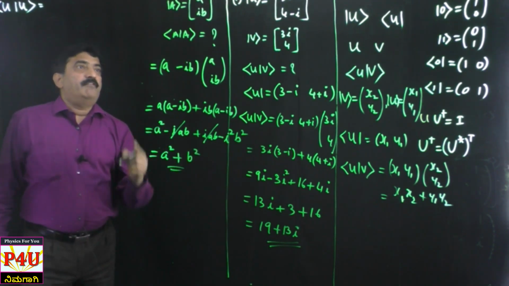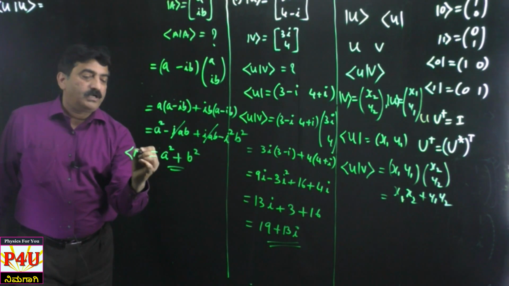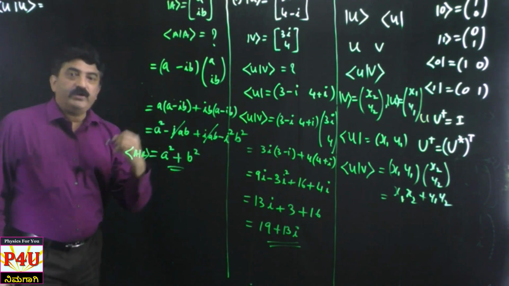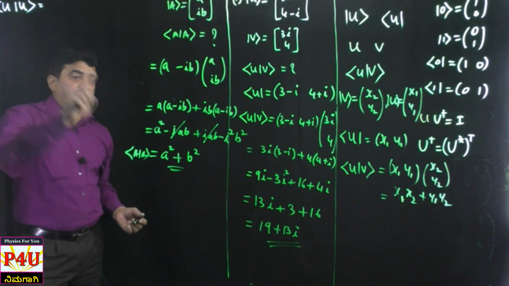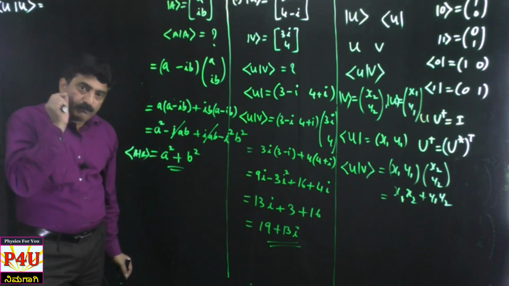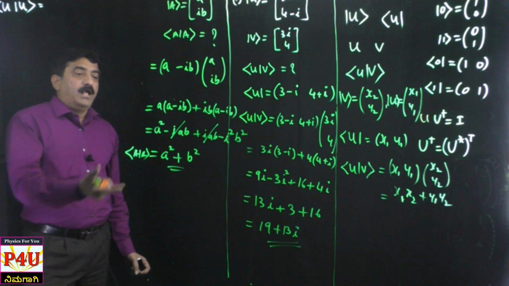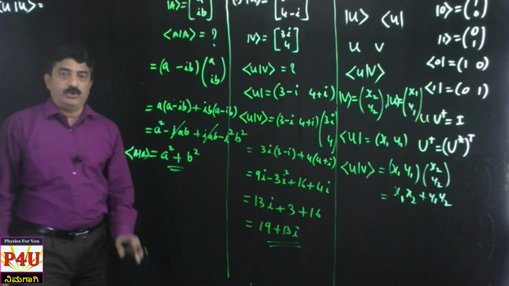Look at this. When I take the inner product of the same vector, I am going to get the magnitude. So no complex number here. This is what I mentioned. So the same vector inner product always gives you magnitude.